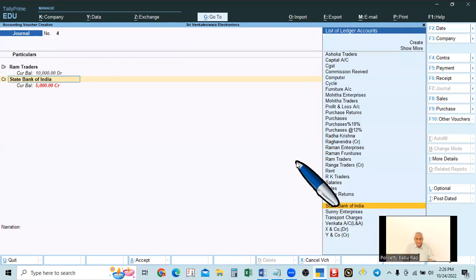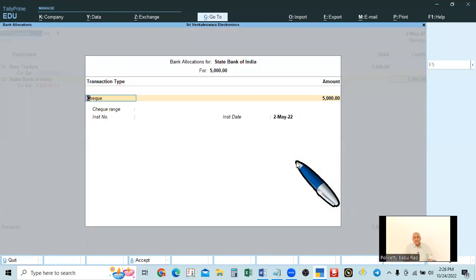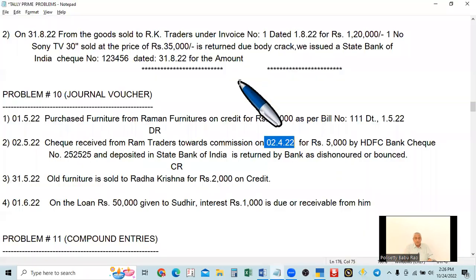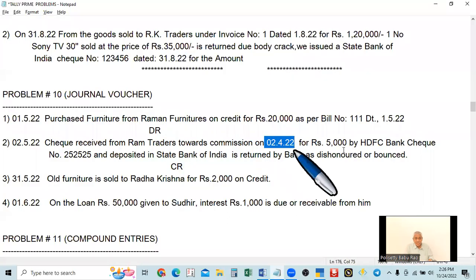That's why when you enter that, State Bank of India 5,000, now it will ask you the details, bank allocation. It will ask you bank allocation for the State Bank, Canara Bank, whatever bank it is, it will ask the bank allocation page. Now here we have to see the method of payment, transaction type. Is it check or any other thing?